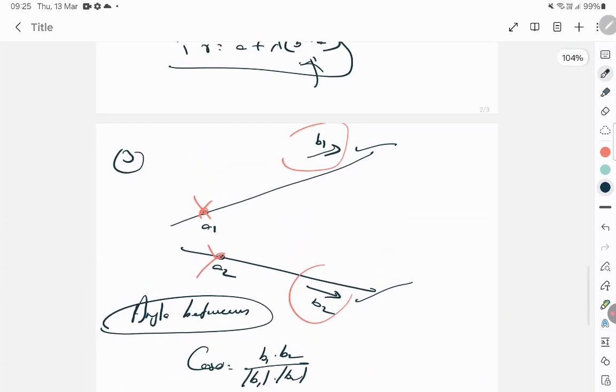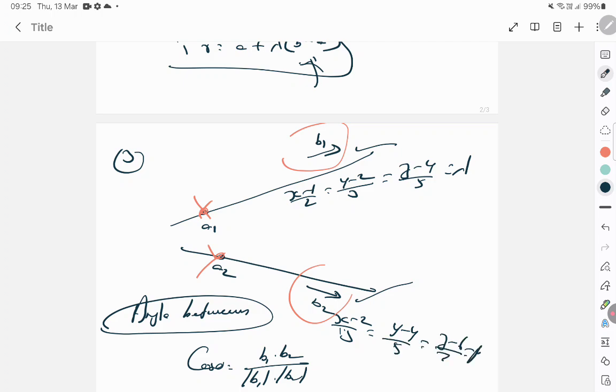Supposing they give it in the Cartesian form, it will be (x minus 1) by 2 is equal to (y minus 2) by 3 is equal to (z minus 4) by 5 is equal to lambda. The other equation may be (x minus 2) by 3 is equal to (y minus 4) by 5 is equal to (z minus 6) by 7 is equal to mu. Both of them cannot be lambda. One has to be lambda, the other has to be mu.